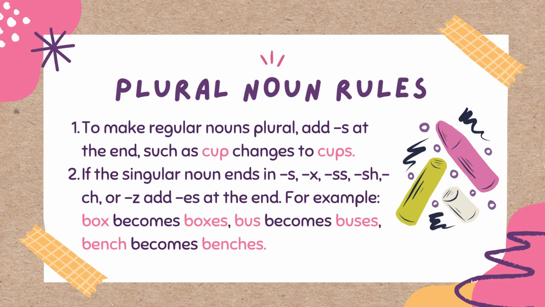Let's get to know the plural noun rules. First rule, to make regular nouns plural, add s at the end of the word, such as cup changes to cups. Rule number 2, if the singular noun ends in s, x, double s, sh, ch, or z, we add es at the end of the word. For example, box becomes boxes, bus becomes buses, bench becomes benches, and so on.